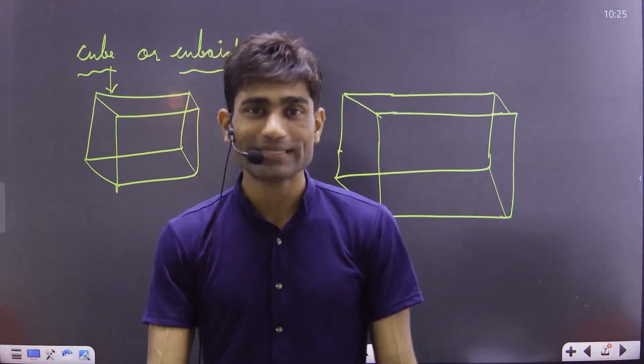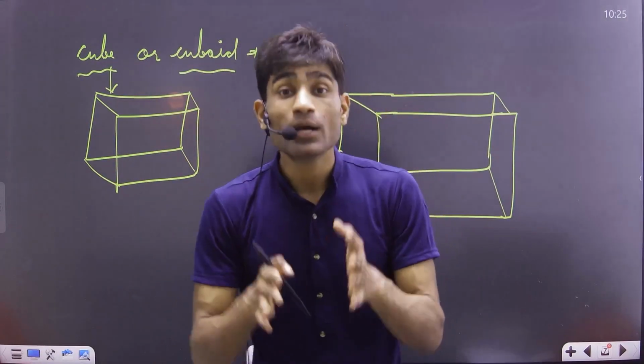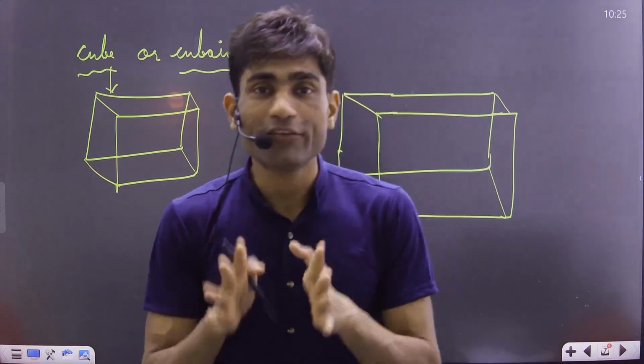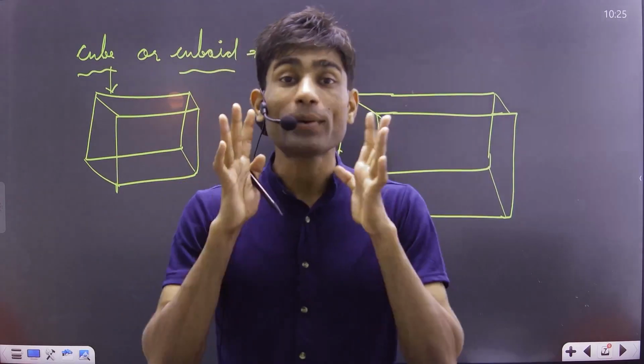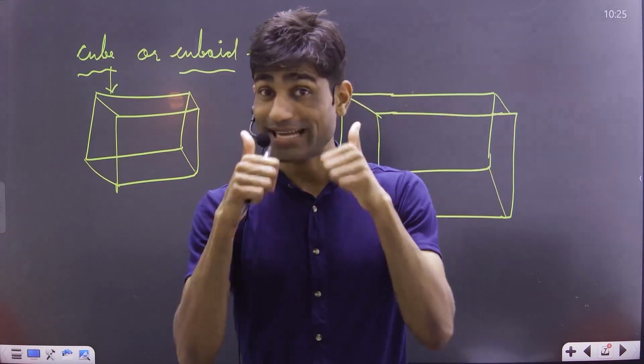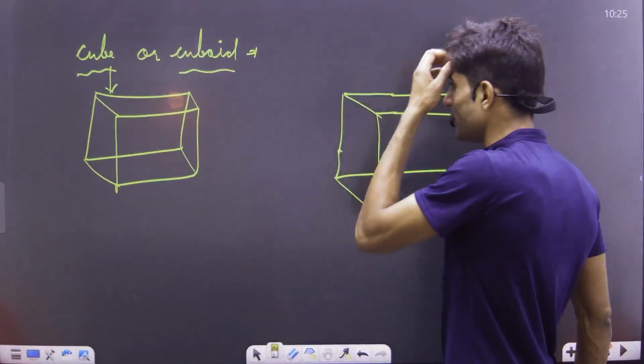So what is the major difference? Length, breadth and height are all different in the case of a cuboid, but in the case of a cube, all are equal. That's the major difference between a cube and a cuboid.